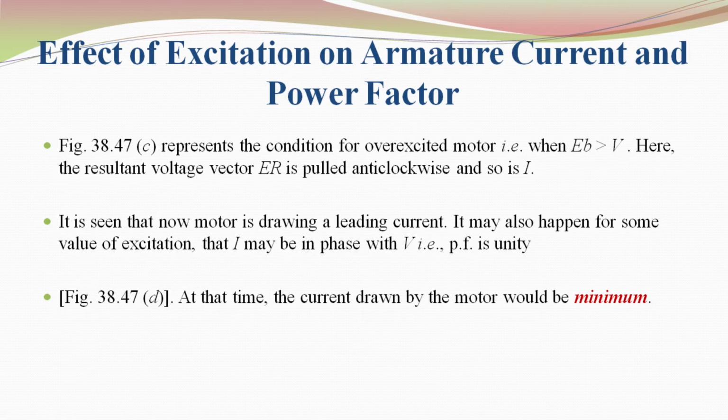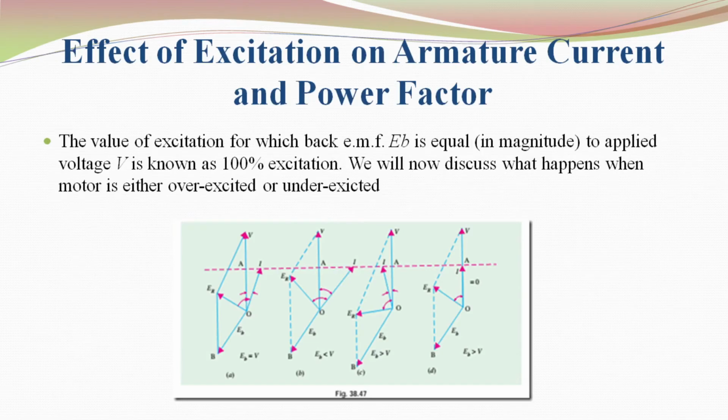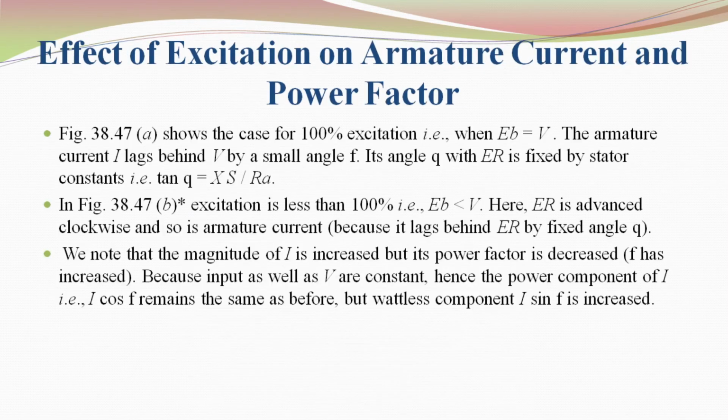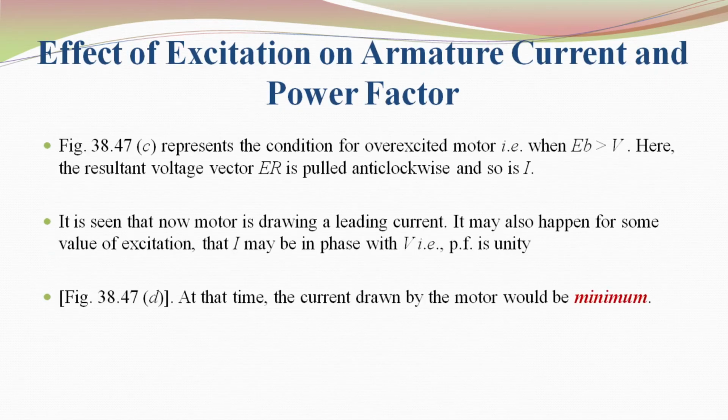It may also happen for some value of excitation that the current will be in phase with voltage, that is the power factor is unity. So in the fourth figure, figure D, we can see that Eb is greater than V again. So at this time the current drawn by the motor will be minimum.